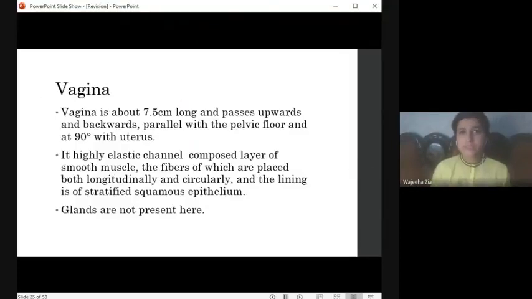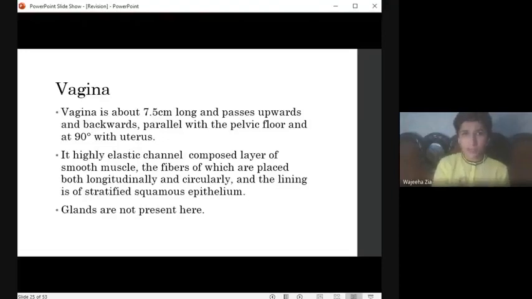The next one is the vagina. The vagina is a small tube-like structure. It has a length of 7.5 centimeters, and it is not perpendicular.